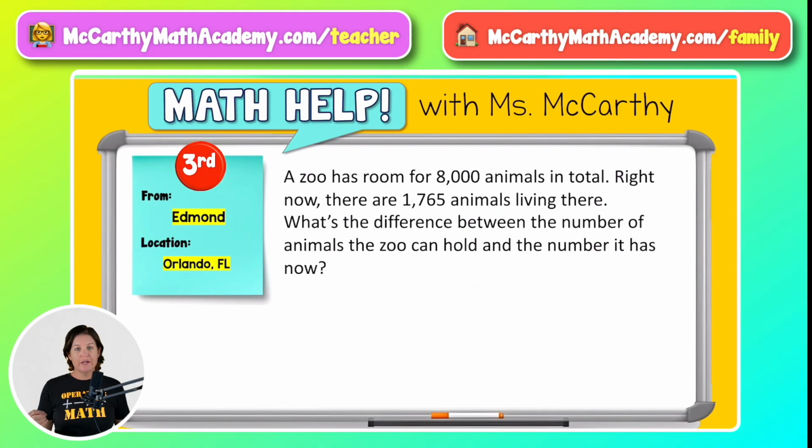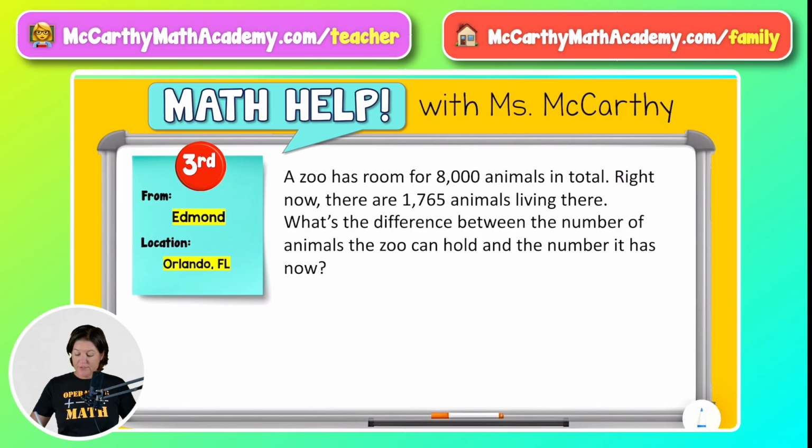Today we have a third grade question from Edmund in Orlando, Florida. Edmund wrote to me and let me know that his son is working with subtraction, really struggling with subtracting across zeros and also word problems. So I tried to whip up this word problem to hopefully tackle both skills in one.